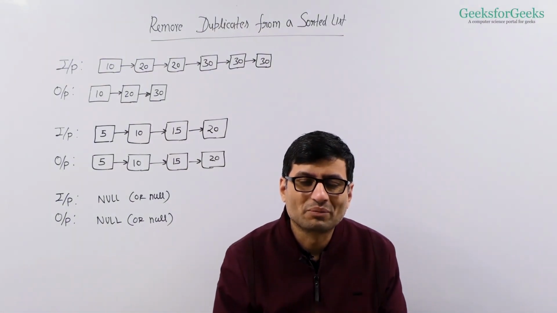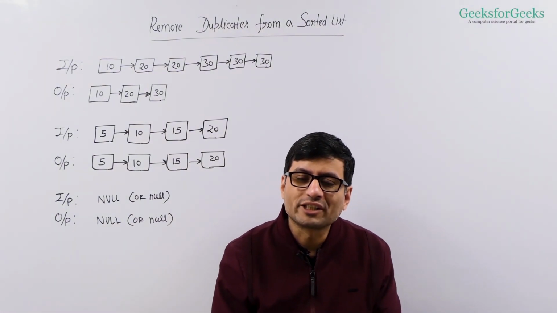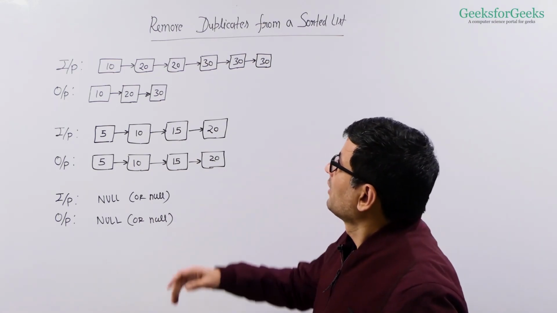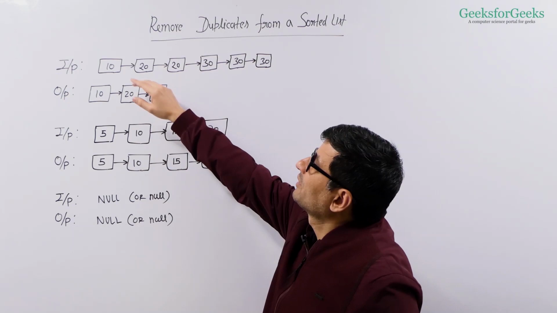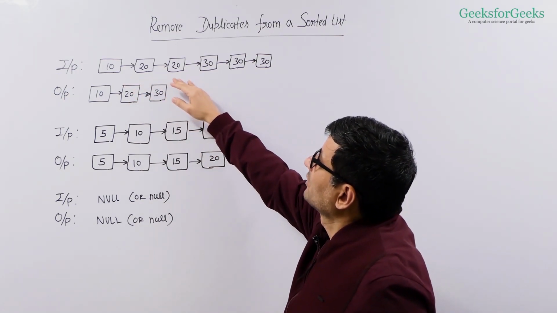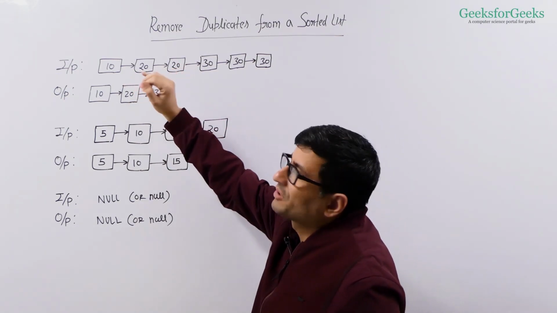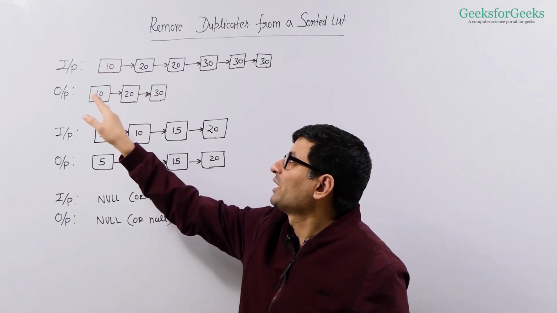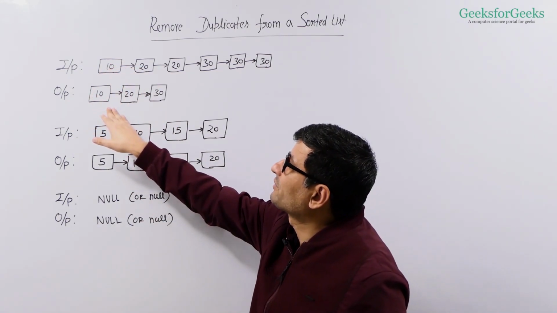Hi, let's see this problem. We are given a sorted singly linked list. We need to remove duplicates from it. Let's say we have this linked list. It is a sorted linked list. So all the same items are together and we just need to remove the duplicates and need to have only distinct items in the linked list finally.